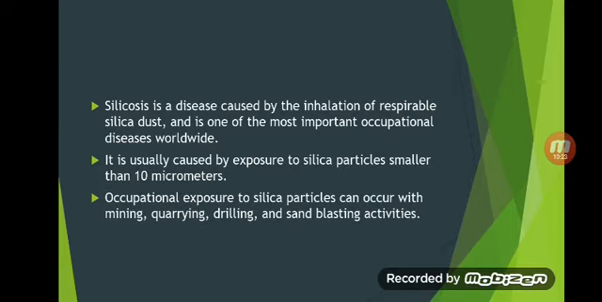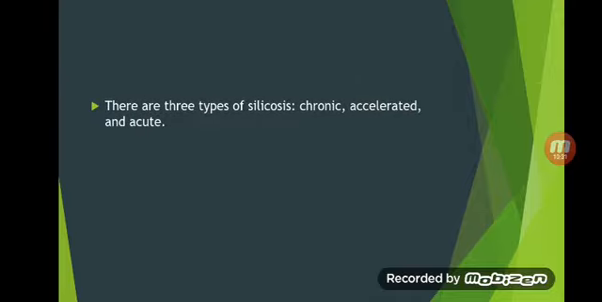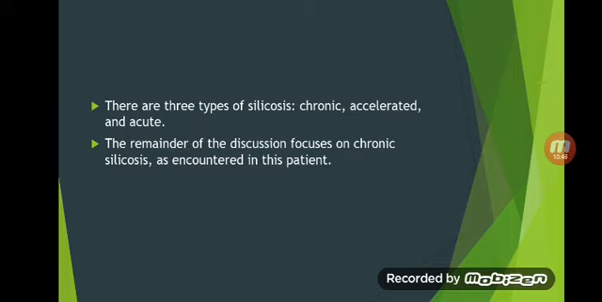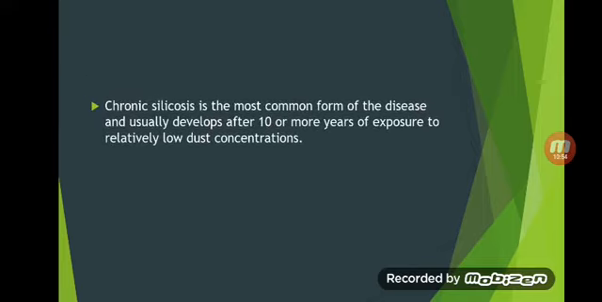Stone cutters too. There are three types of silicosis: chronic, accelerated, and acute. The patient can present acutely, can have an accelerated, progressive disease, and can have a chronic form of the disease. The remainder of the discussion will focus on silicosis as our patient was presenting. Chronic silicosis is the most common form of the disease and usually develops after 10 years of exposure to relatively low dust concentration. So low concentration, prolonged exposure gives you chronic silicosis.